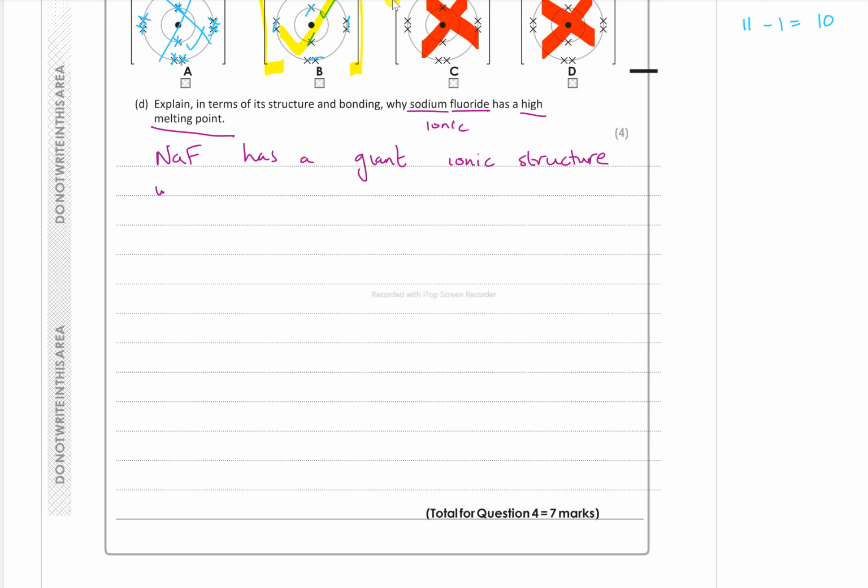Okay, and then, how do we finish it off? I'm writing on this just to show you that it's different. So look, you need to learn that, and then it has strong electrostatic forces of what? Attraction between what? Between what though? That's the question.